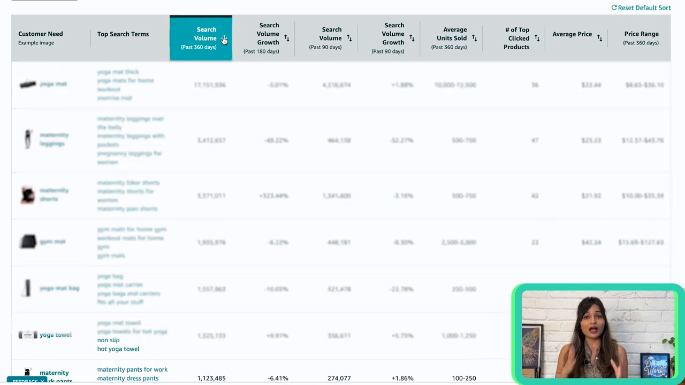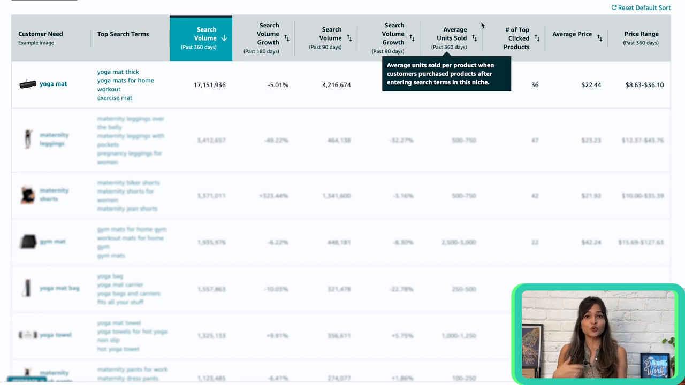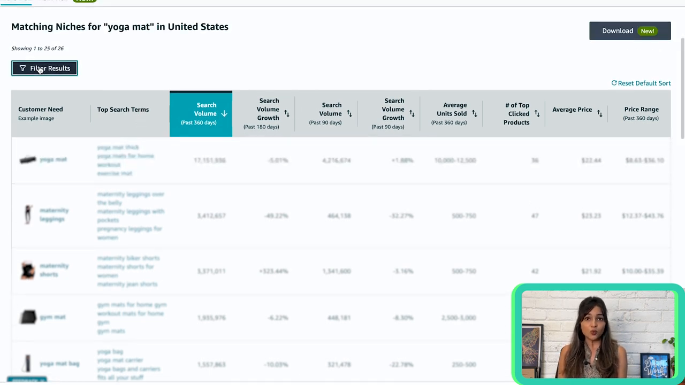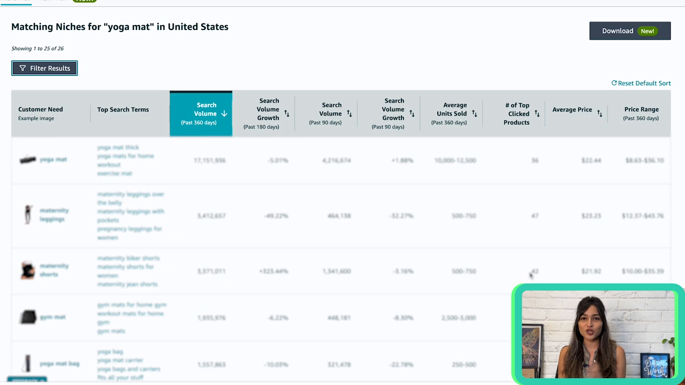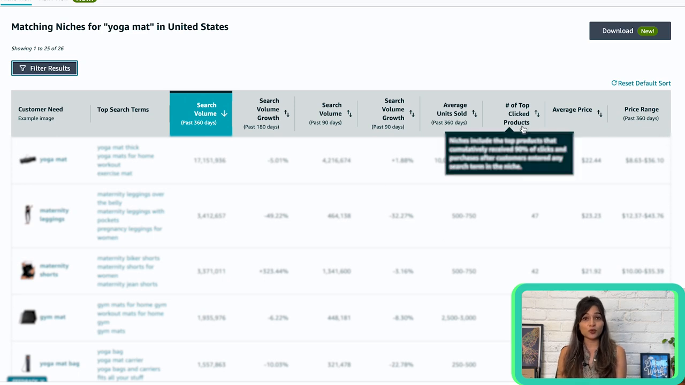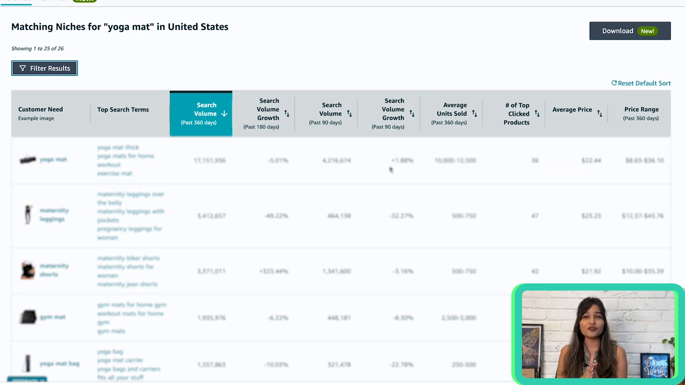While you're searching or browsing, you can use the filter results button to assist you in finding a niche with particular characteristics. For every metric, you can set a minimum value or establish a range starting from a minimum value. To analyze the competition, you can use the two metrics, click share and top 5 brands. You can determine what percentage of customers are interested in top 5 brands and items.